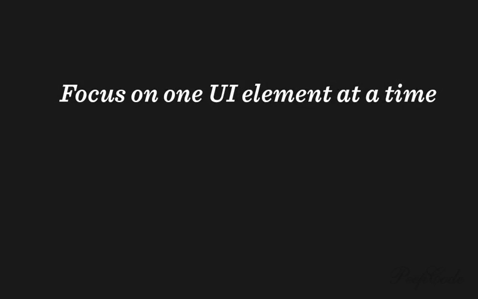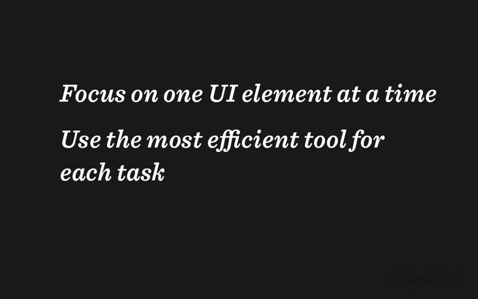First, focus on one UI element at a time. Just as he asks specific questions for each step of the paper prototyping process, Ryan implements a specific part of the markup before moving to the next one. It's easy to become distracted with all the things that need to happen in a user interface, so staying focused is important. Second, use the most efficient tool for each task.